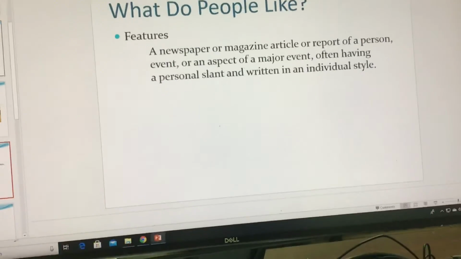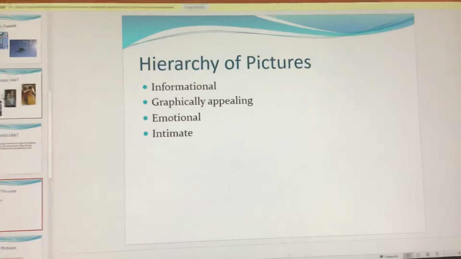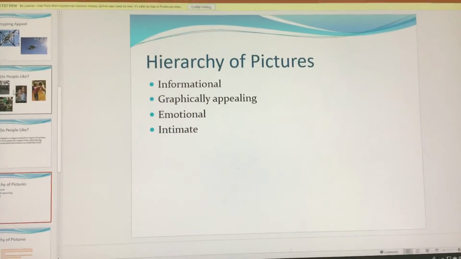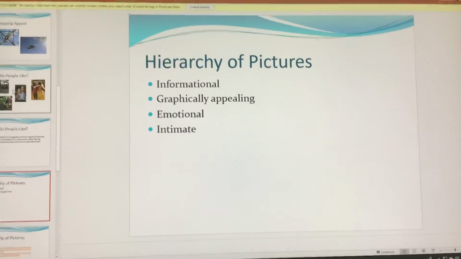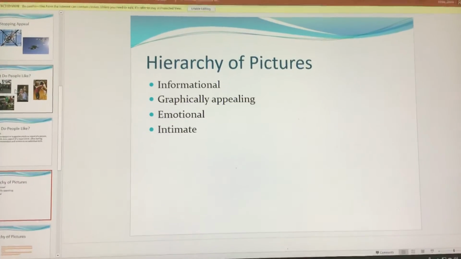Know the hierarchy of pictures. So the hierarchy of pictures is you have your lowest level, which is informational. It's just an informational picture. Then you have a picture that's graphically appealing. So it's a picture that's pretty artistically. Then you have emotional. And then your highest tier is intimate.